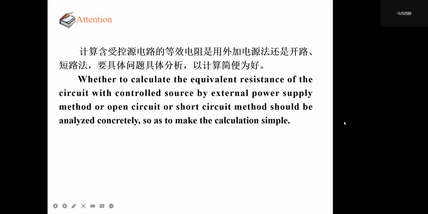So when we are dealing with the calculation of the equivalent resistance, no matter what kind of method you choose, whether you put in an extra source, or you just use the open circuit and short circuit method, it doesn't matter. We should choose the most suitable way to apply the calculation, so as to reduce the labor of calculation.